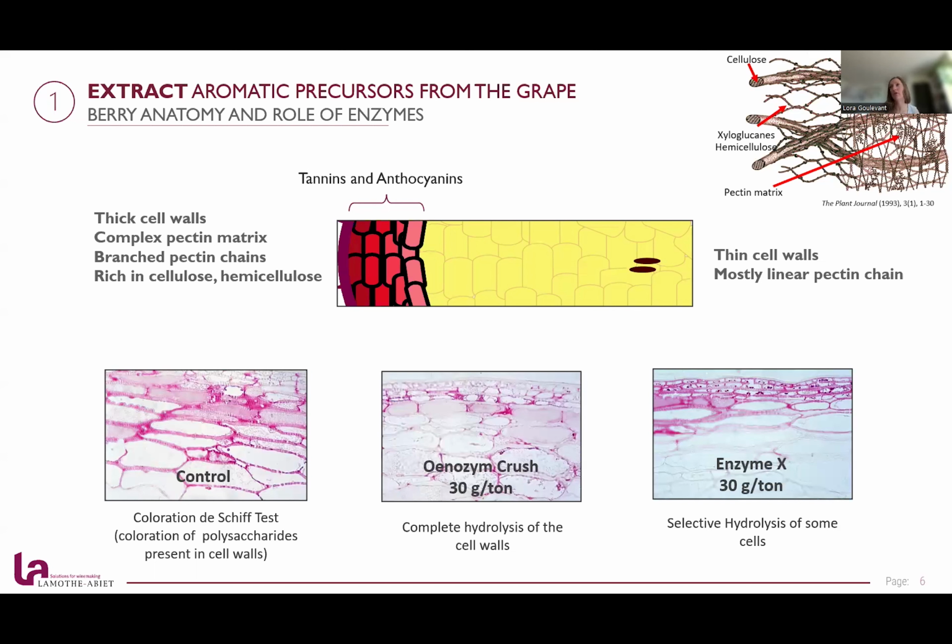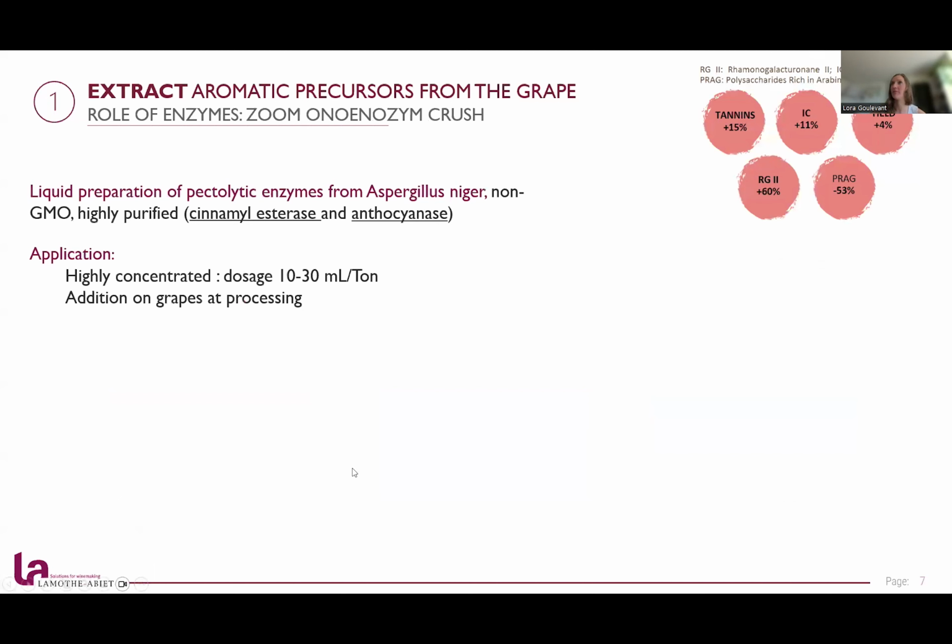So what does the enzyme crush do? It breaks down the complex pectin matrix, but also the linear pectin chains close to the skin. Then that helps to loosen the structure and release all the phenolic compounds, the color, the aromas, and the precursors of aromas we want to extract and keep in the wine to then express during the fermentation.